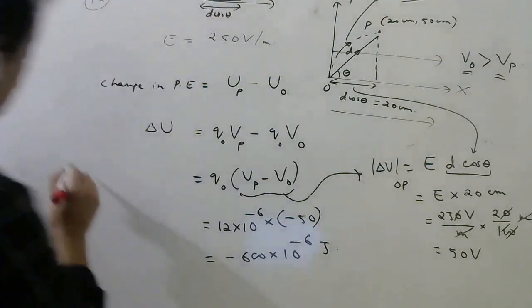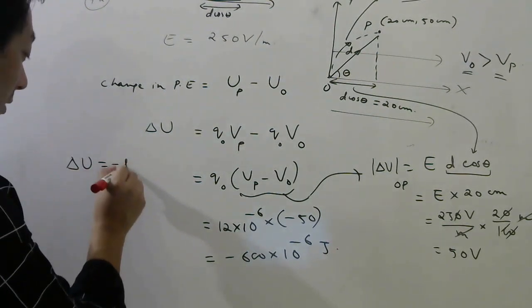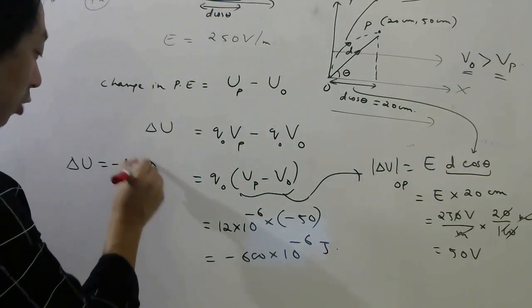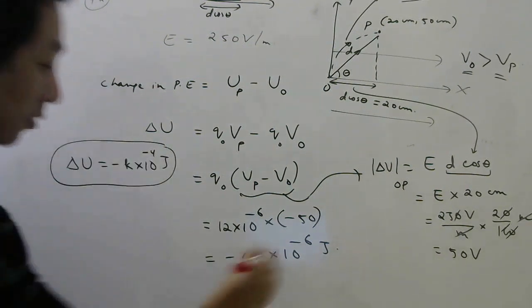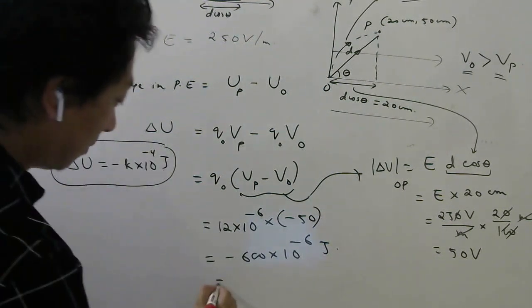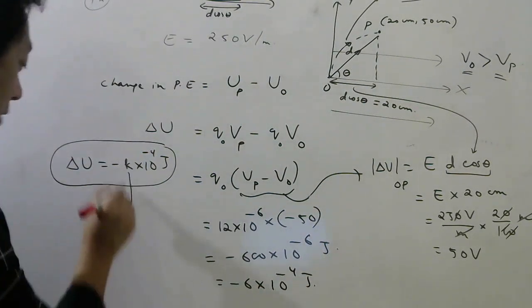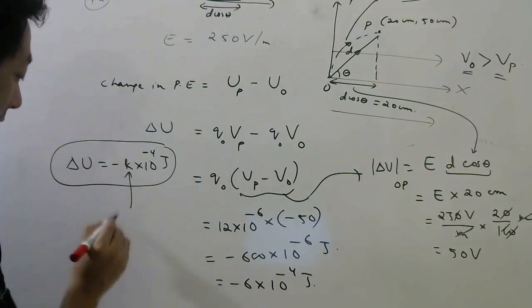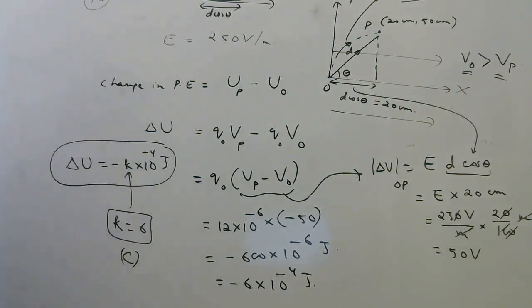If you look at the question, they are saying the change in potential energy is minus some number k into 10 to the power minus 4 joules. So if you write this in terms of this, it will be minus 6 into 10 power minus 4 joules. Then if you compare your result with this question, k will be what? 6. Right? So the correct option is C. Let us see the next question now.